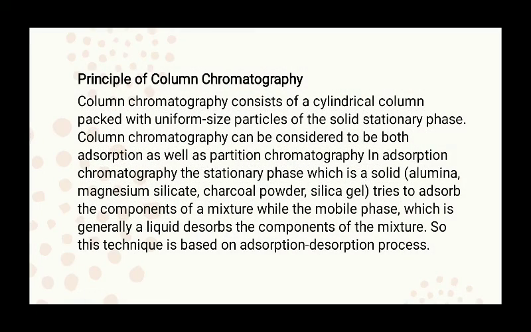Principle of column chromatography. Column chromatography consists of a cylindrical column packed with uniform size particles of solid stationary phase. Column chromatography can be considered to be both adsorption as well as partition chromatography. In adsorption chromatography, the stationary phase, which is solid, such as alumina, magnesium silicate, charcoal powder, silica gel, etc., tries to adsorb the components of the mixture, while the mobile phase, which is generally liquid, desorbs the components of the mixture. So, this technique is based on the adsorption-desorption process.